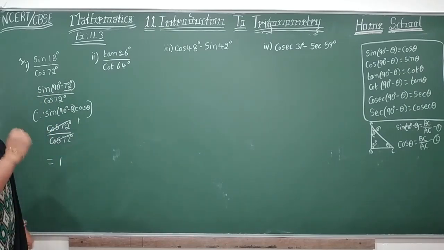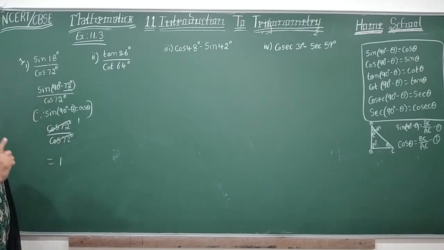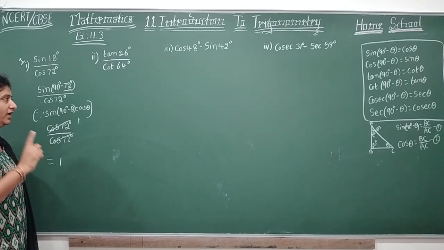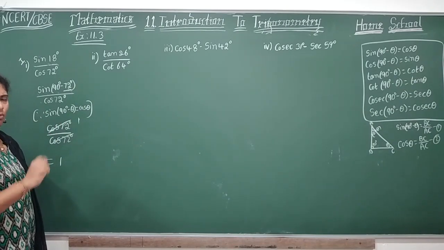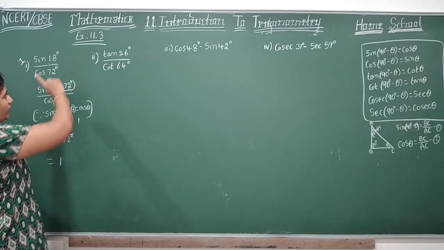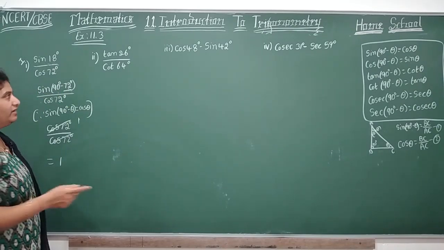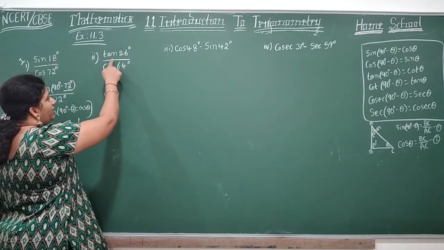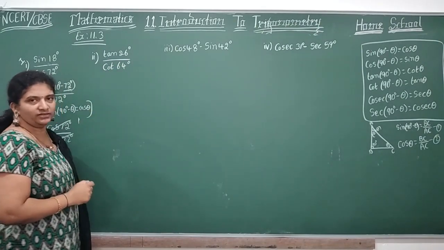Okay, let's try to solve the second one. Same pattern. See here, when you are evaluating, only the numerator or the denominator I will change. I won't change both at a time. What happens if you change? You get the reciprocal of this, that's all. You cannot solve this question, right? Second one, tan 26 by cot 64. Any one you can change.